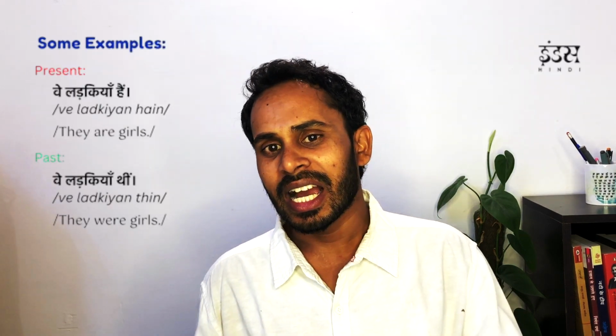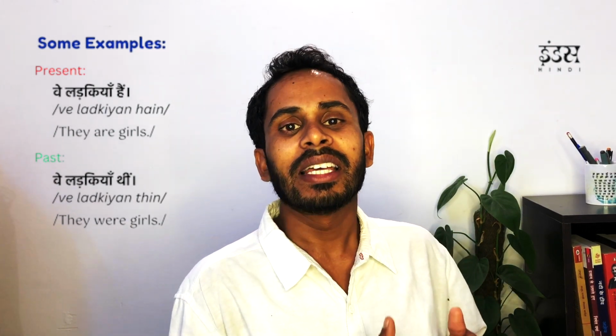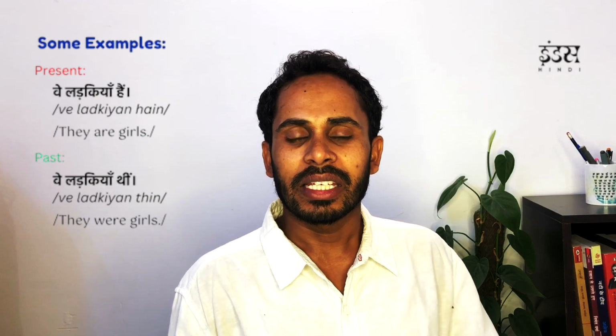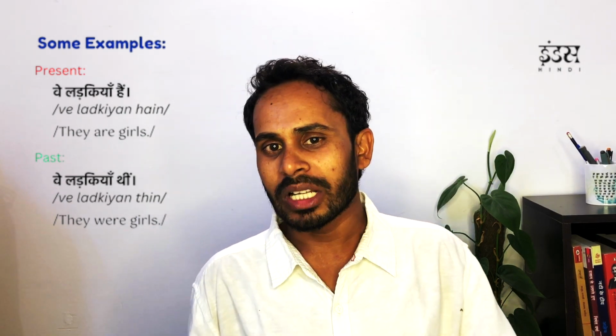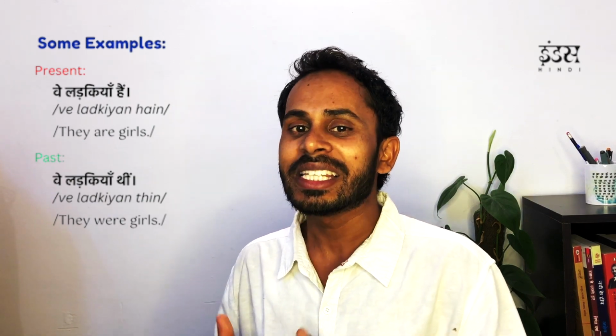And the next example is वे लड़कियां हैं. They are girls. And in past it would be वे लड़कियां थीं. So here लड़कियां or वे is feminine and plural, that's why we use the feminine plural form of the to be verb थीं.